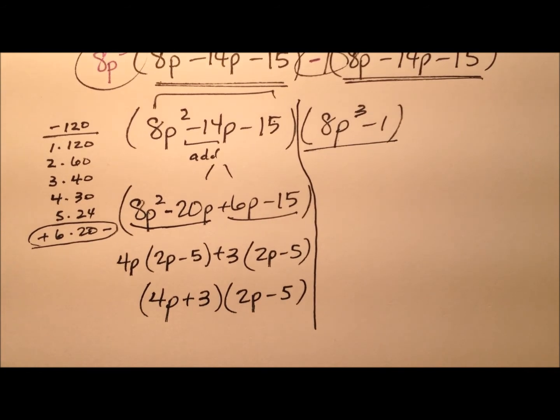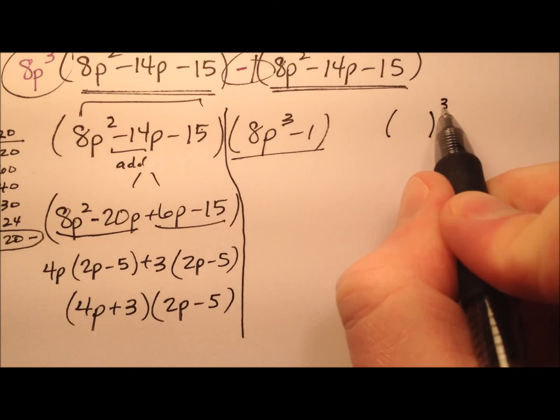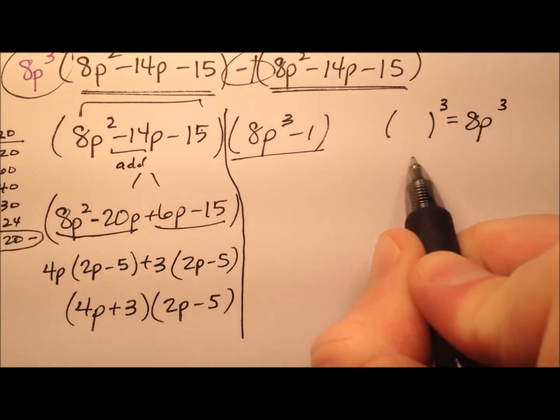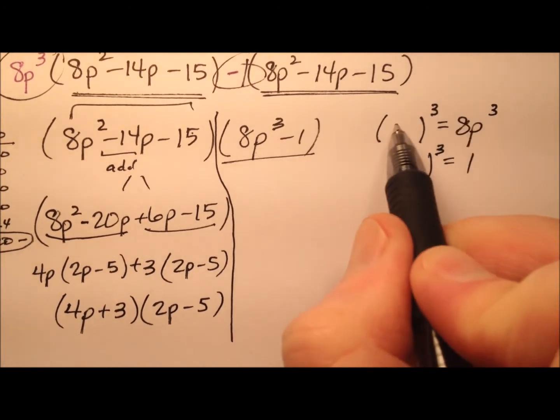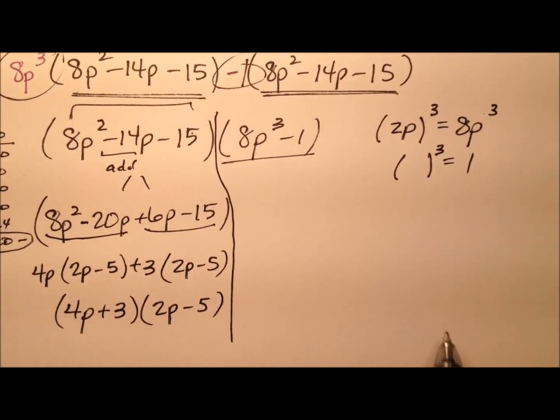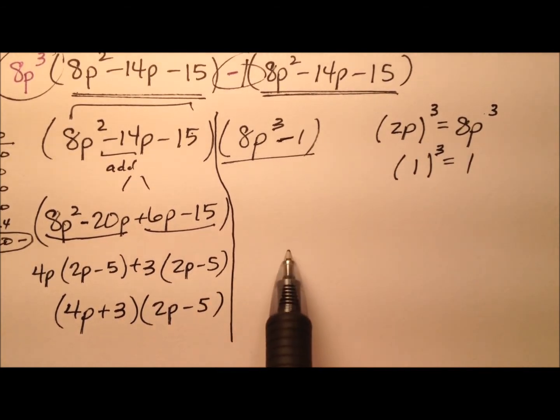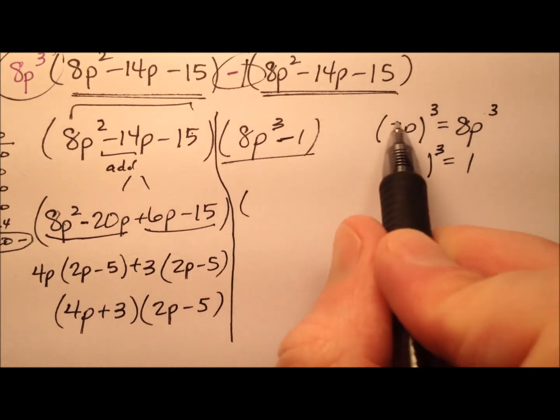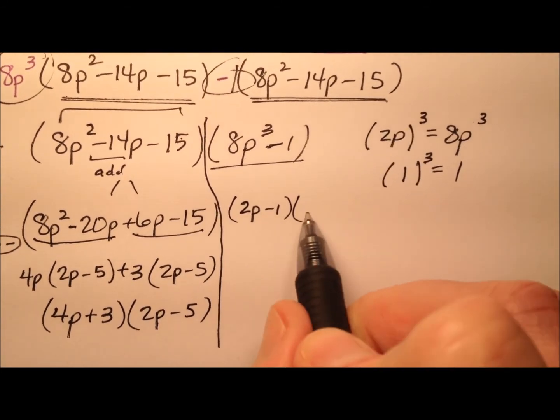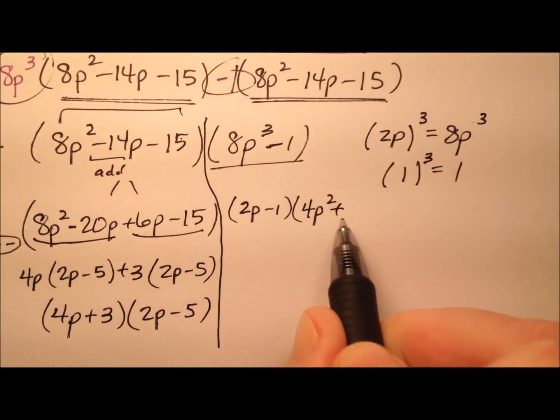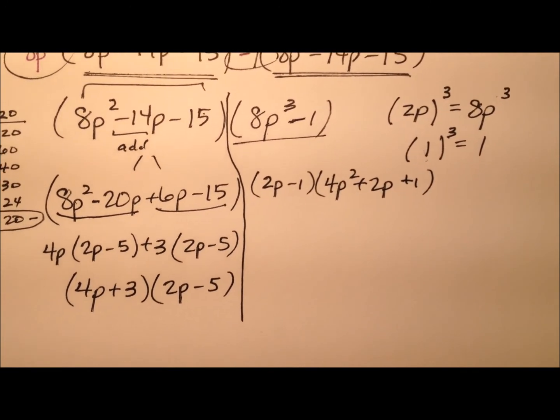The next one looks like it's going to be the difference of cubes, so we ask ourselves, what got cubed to give us 8p cubed, and what got cubed to give us 1? Well, it looks like 2p I can cube to get 8p cubed, and then just 1 cubed is 1. So this is going to be the difference of cubes factorization. So it'll be a minus b, so 2p minus 1, and then the square of the first one, so 4p squared, plus the product of the 2, so 2p, and the square of the last one.